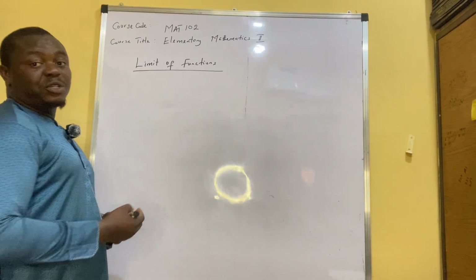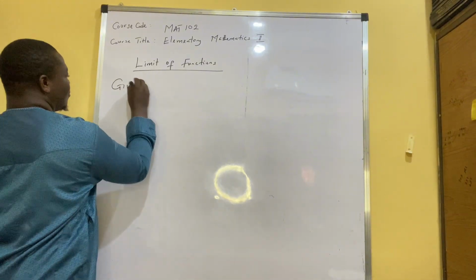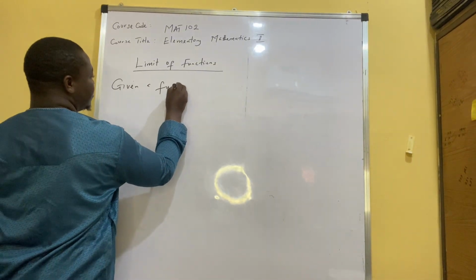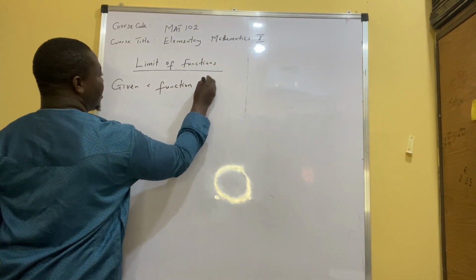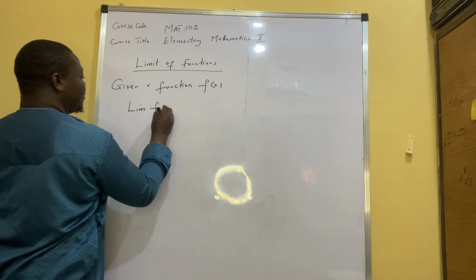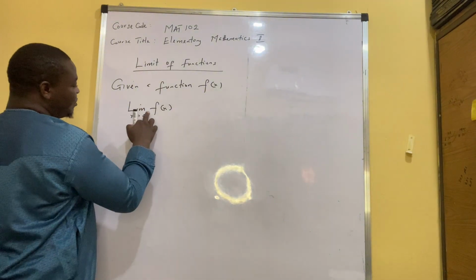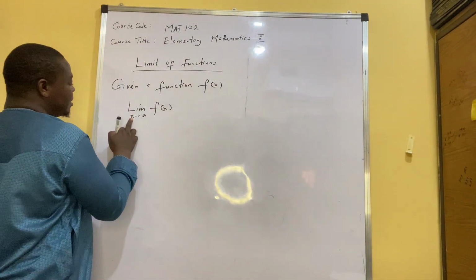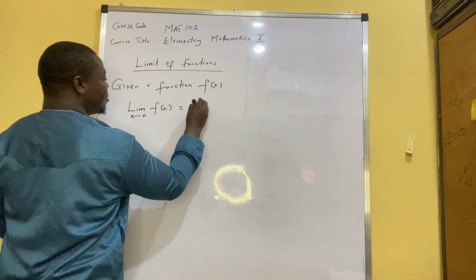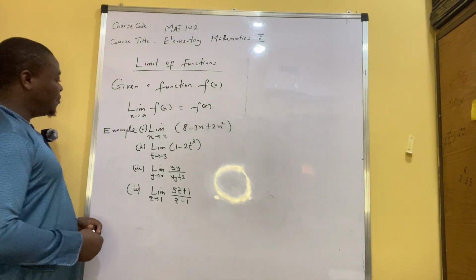So, limits of function. Given a function f of x, the limit of the function f of x as x tends to a is equal to f of a. So let's look at the following example on limit of function.